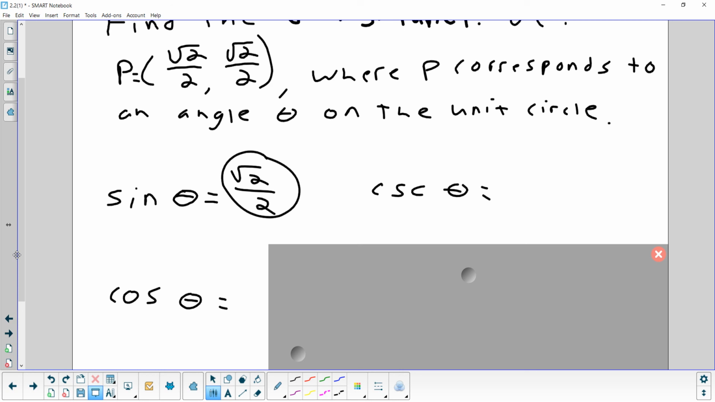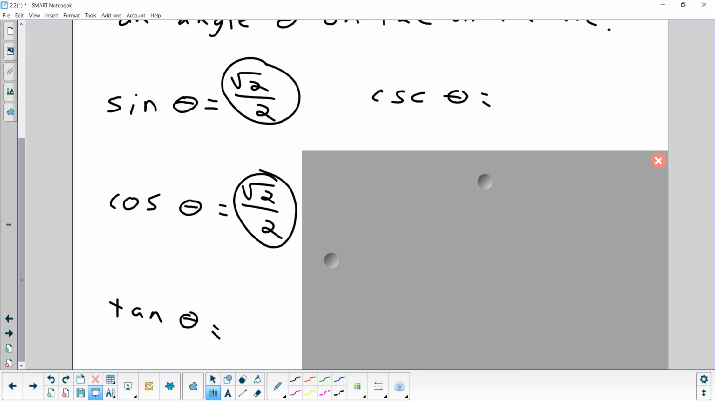Cosine would be square root of 2 over 2. It's also square root of 2 over 2, but this time it's the x. If you mix them up this time, it wouldn't matter, but most of the time it does matter, so we don't want to mix them up. Okay, and my tangent.